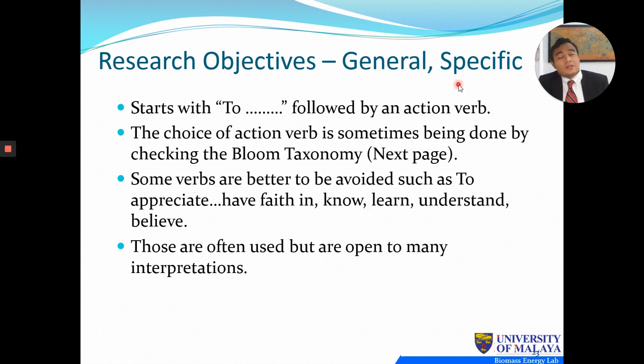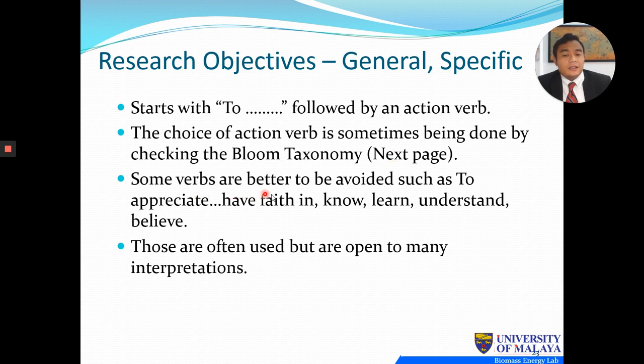The number of research objectives differs between supervisors. It depends on the depth of the research, but normally for a master's degree there are three research objectives, and for a PhD it's from 3 to 5. It starts with the word "to" followed by an action verb. The choice of action verb is sometimes done by checking the Bloom taxonomy, on the next page.